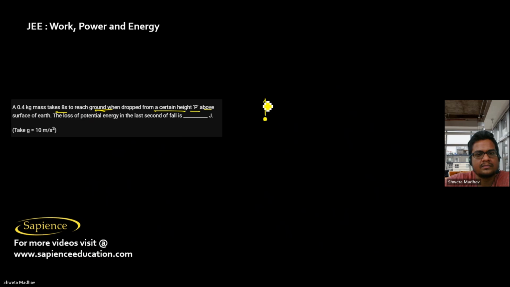A mass m of 0.4 kg takes 8 seconds to reach the ground when dropped from a certain height above the surface of Earth. The loss of potential energy in the last second of the fall is?